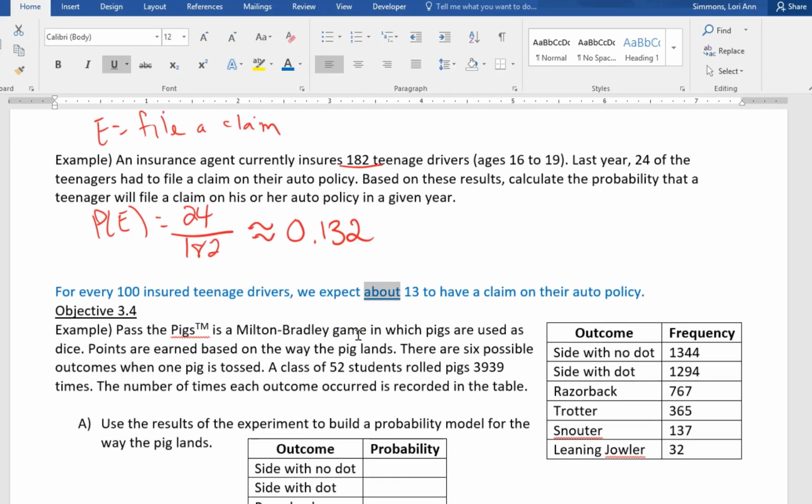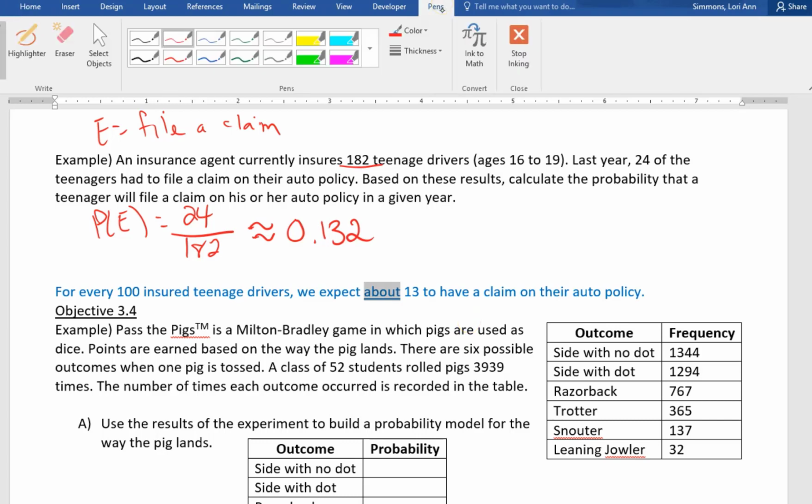Let's look at another example. Pass the Pigs is a Milton Bradley game in which pigs are used as dice. Points are earned based on the way the pig lands. There are 6 possible outcomes when one pig is tossed. A class of 52 students rolled 3,939 times. The number of times each outcome occurred is recorded in the table. So we have a total right here, so no need to add these all together.